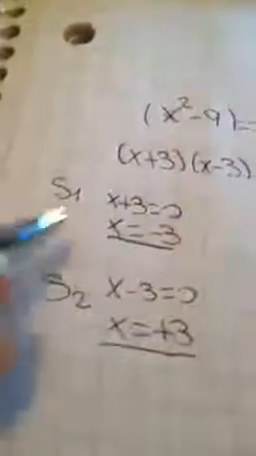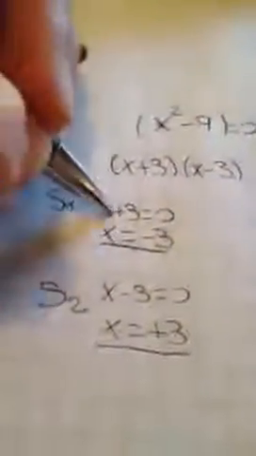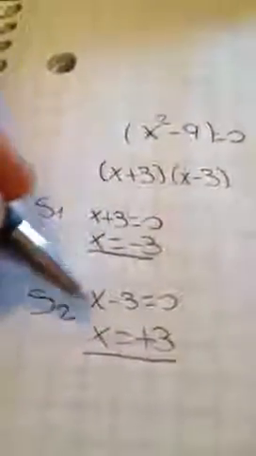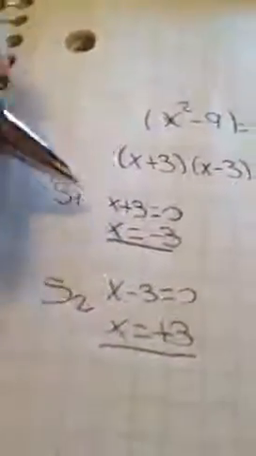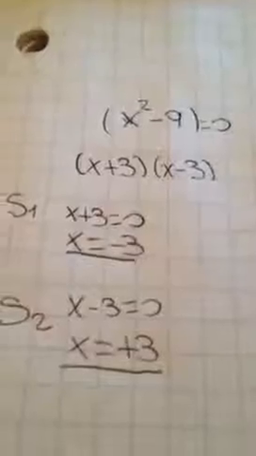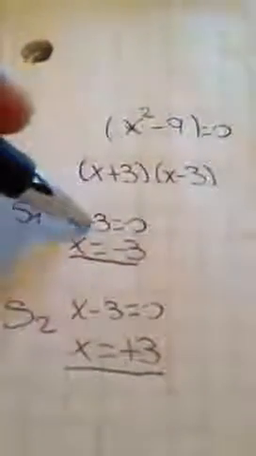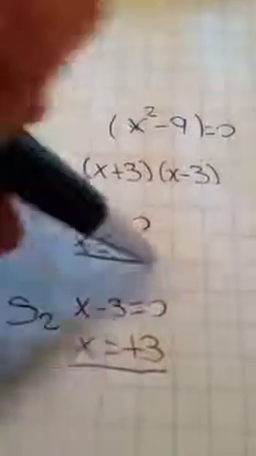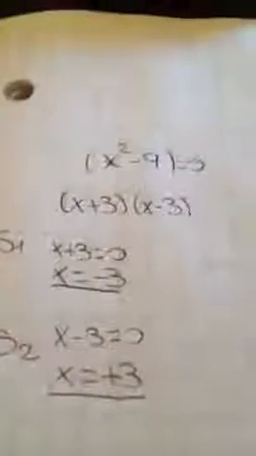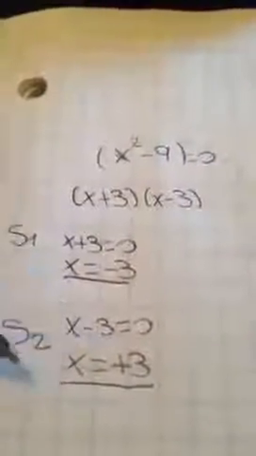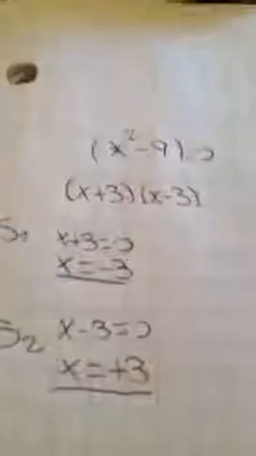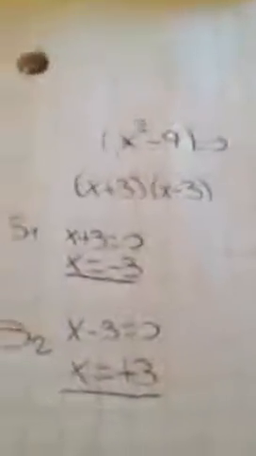And then when you do this, solution 1 is going to be x plus 3 equals 0, and when you carry the 3 over, you're left with x equals negative 3, and then the same for the other, but it's going to be opposite, giving you x equals positive 3.